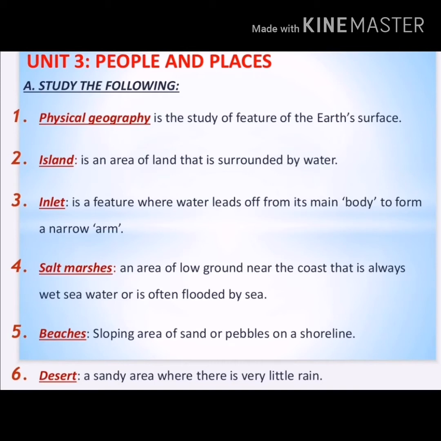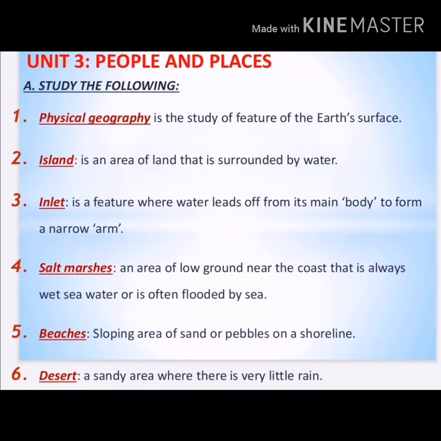Salt marsh or salt marshes. This is an area of lowland near the coast that is always wet with seawater or is often flooded by sea. So if you go near the sea and you find a place where water has flooded, that one we call salt marsh.